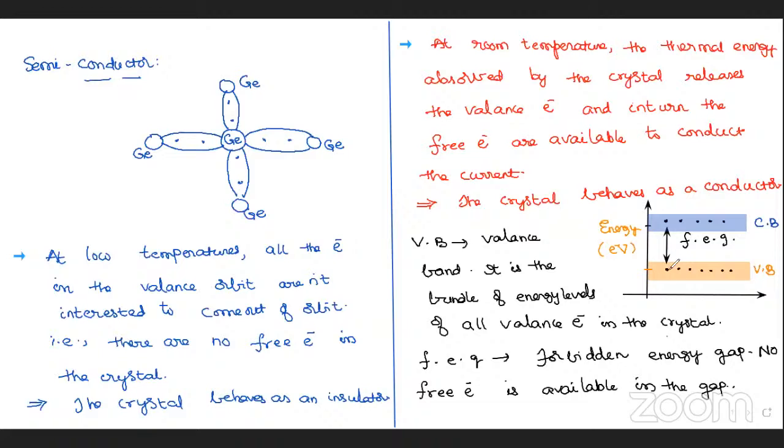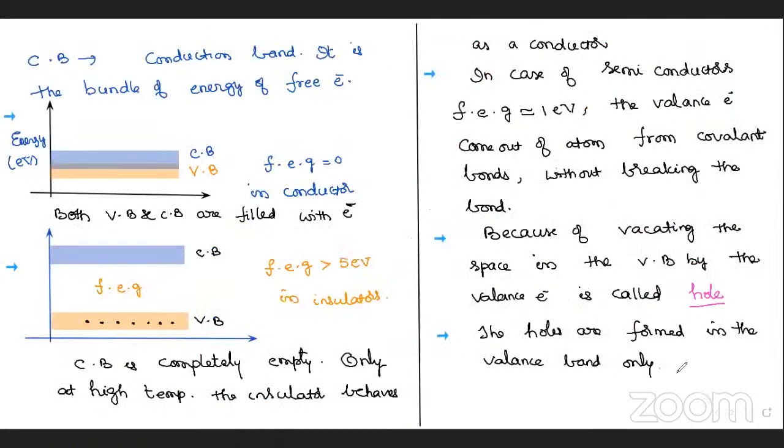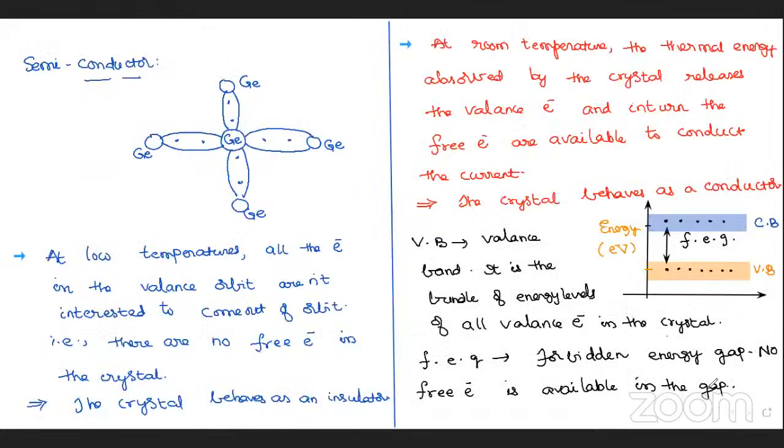So here, why is the hole formed in the valence band? Because of the covalent bonds. The bond is not broken. That's why the hole is still sustained. If the bond is broken, there is no question of a hole. Am I right?